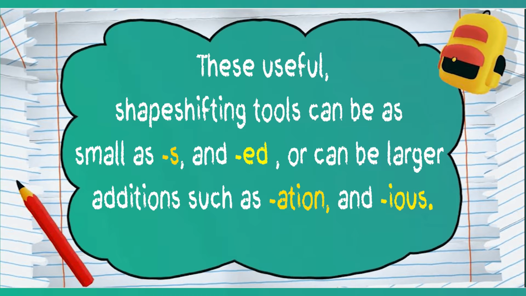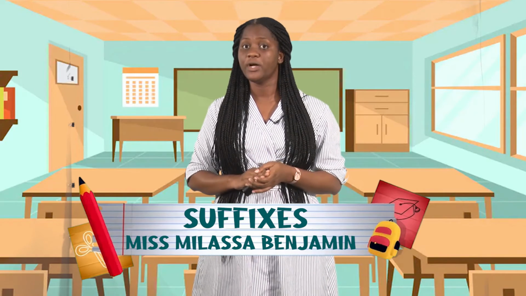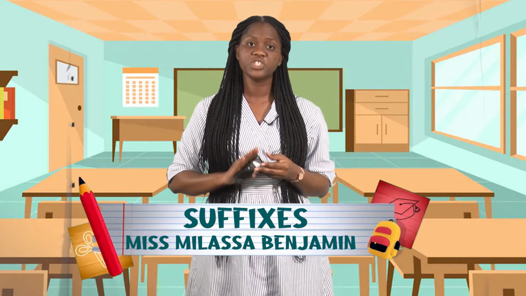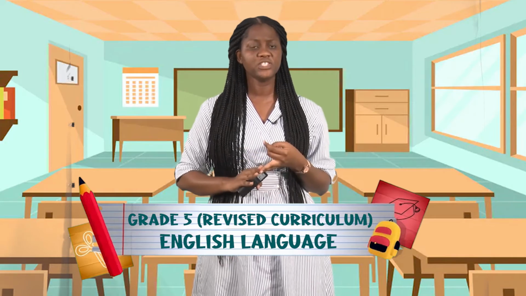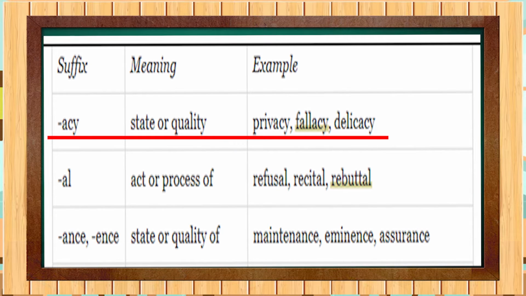Now, these useful shape-shifting tools can be as small as an s or ed, or can be larger additions such as ation or ious. So, remember we said early on that suffixes can change words to nouns, adjectives, adverbs, and verbs. So, boys and girls, we will look at the suffix, the meaning of that suffix, and some examples of the suffix in use. So let's take a look at some noun suffixes.